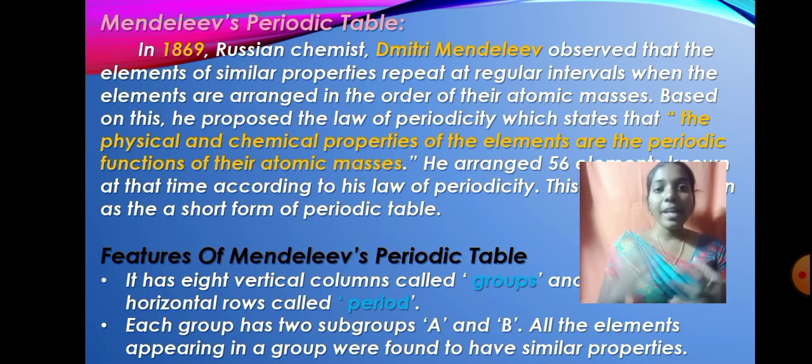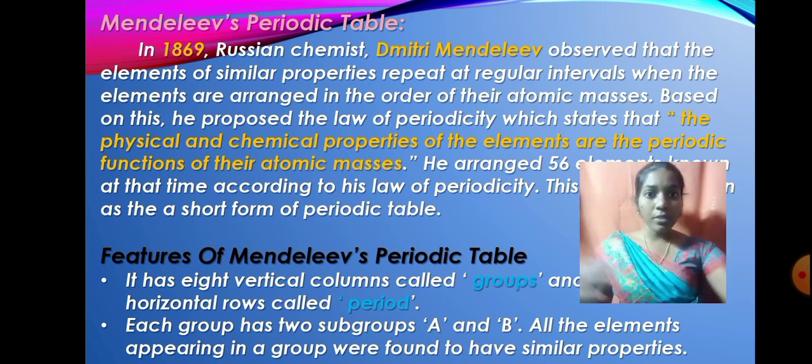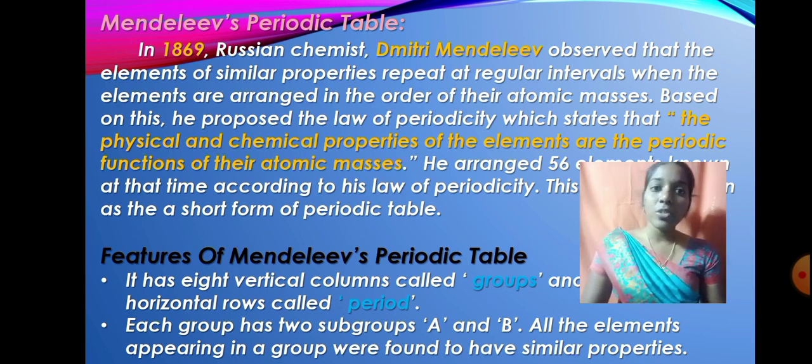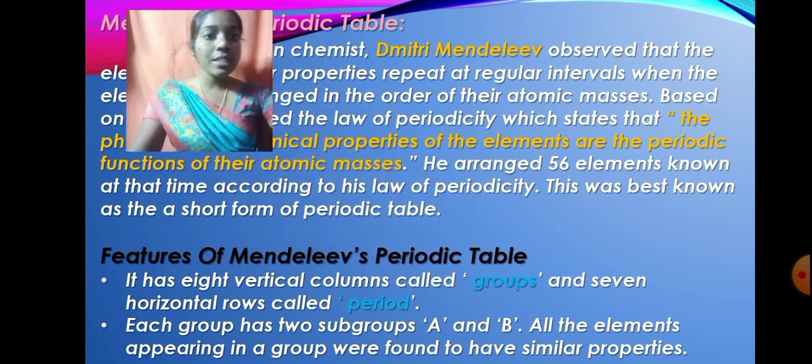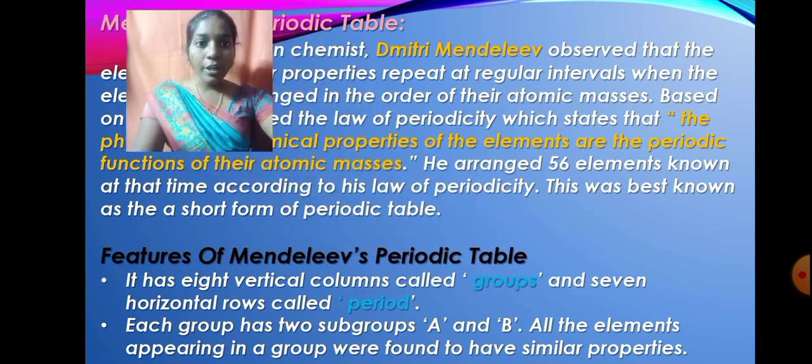Next, Mendeleev's periodic table. In 1869, Russian chemist Dmitri Mendeleev observed that elements of similar properties repeat at regular intervals when the elements are arranged in the order of their atomic masses. Based on this, he proposed the law of periodicity, which states that the physical and chemical properties of the elements are the periodic functions of their atomic masses. He arranged 56 elements known at that time according to his law of periodicity. This was best known as the short form of the periodic table.